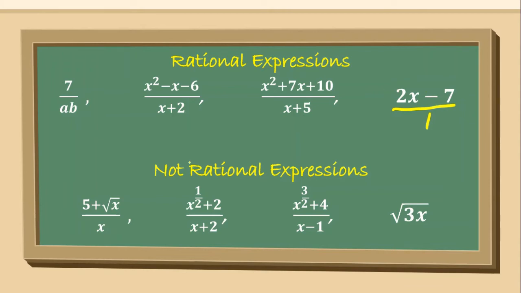For not rational expressions, we have 5 plus the square root of x all over x, x raised to 1/2 plus 2 all over x plus 2, x raised to 3/2 plus 4 all over x minus 1, and the square root of 3x. They are examples of not rational expressions because we have here the radical sign, the square root sign. So when our polynomial has a square root sign, that is not a rational expression.